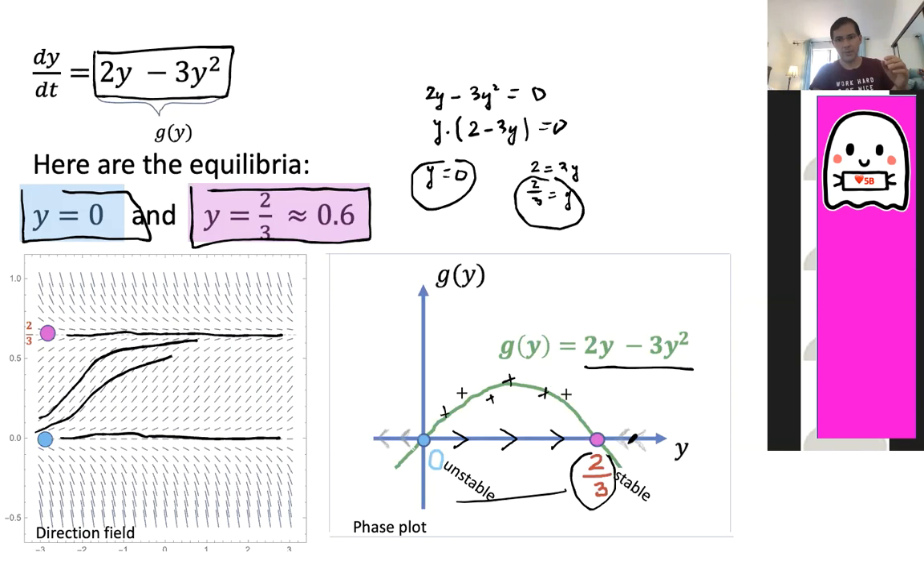When you take any point that's bigger than 2/3, for example, this point, maybe 1, then you will see that the function is decreasing because the derivative is negative. And when you take any point that's a little bit less than 0, for example, this point, the function will be decreasing. Okay, that's all I have to say about stability, the phase plot, autonomous differential equations, and equilibrium solutions.